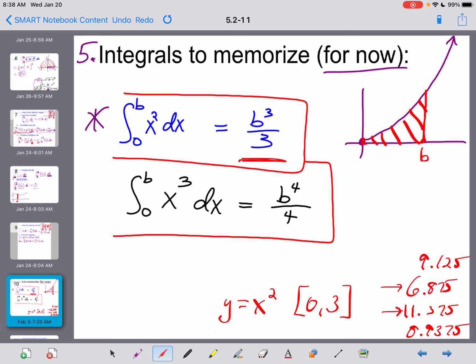If this formula that we just wrote down is to be believed, then the actual answer would come by taking b cubed over 3. b is your upper limit of integration if you start at 0. Well, that's what we did here. We started at 0. Our b value was 3. So if I plug a 3 in here for b, b cubed is 27. 27 divided by 3 is 9. That means that the exact answer that we were looking for in those problems was 9.